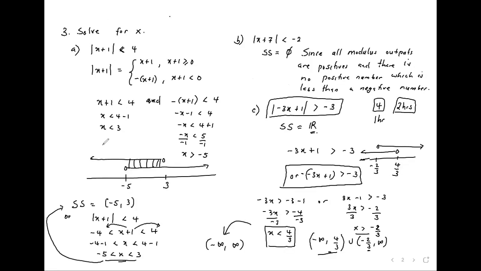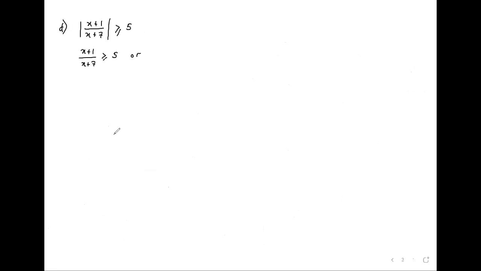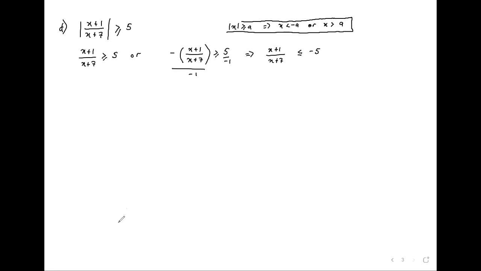Then the third one is x plus 1 over x plus 7 greater or equal to 5, or the same way we find this one here. So the negative 1, negative x plus 1 over x plus 7 is greater or equal to 5. Now, if you divide the negative, what we have is x plus 1 over x plus 7 less or equal to negative 5. Telling us that when modulus of x is greater or equal to a, we must define x less or equal to negative a or x greater or equal to a.